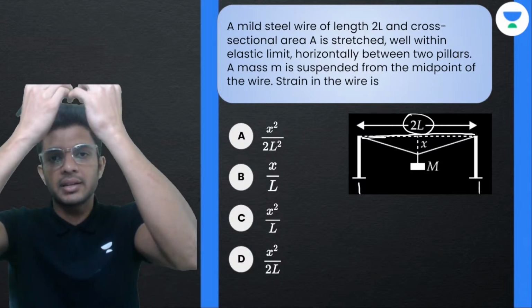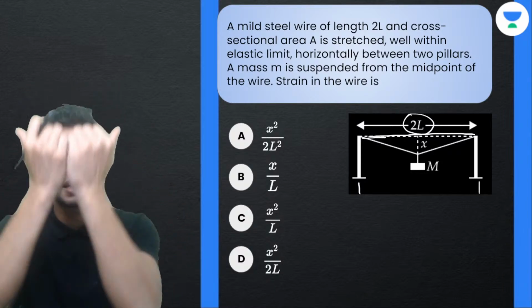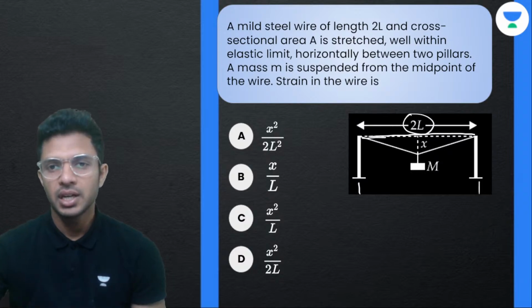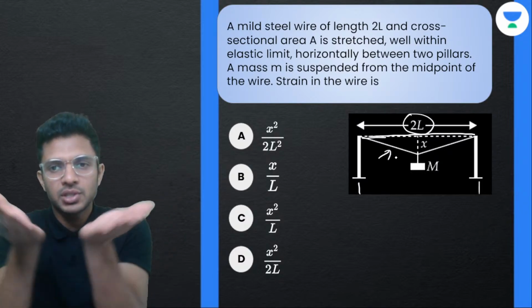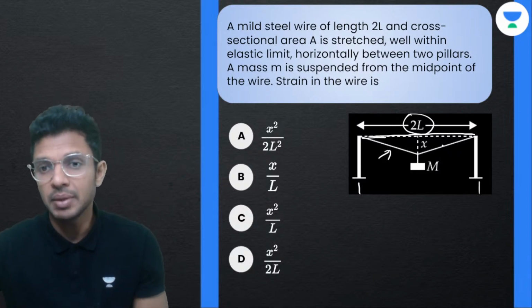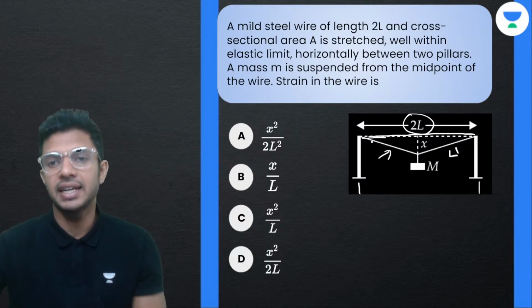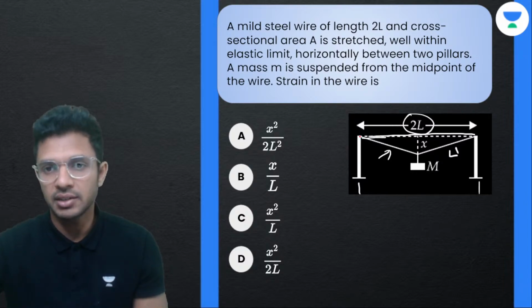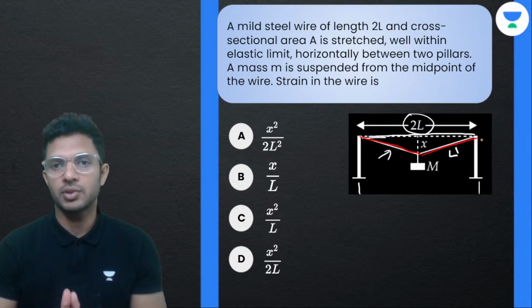So what will that mass be doing? It will be bringing that wire in the downward direction by stretching the wire. Now you can see that the inclined portion will be the new length of the wire. So let me mark the new length of the wire as L dash. We can mark it with a different color so that you can easily notice, starting from here as A and till here. So this will be the new length of the wire.